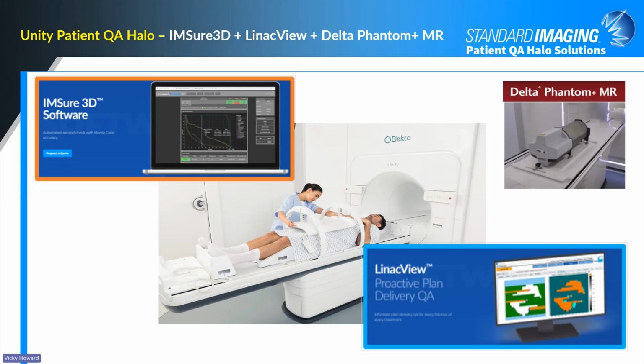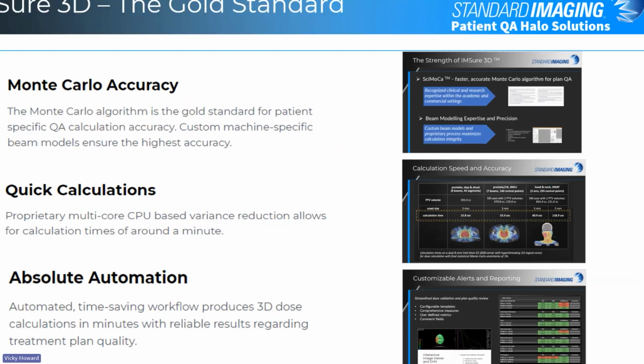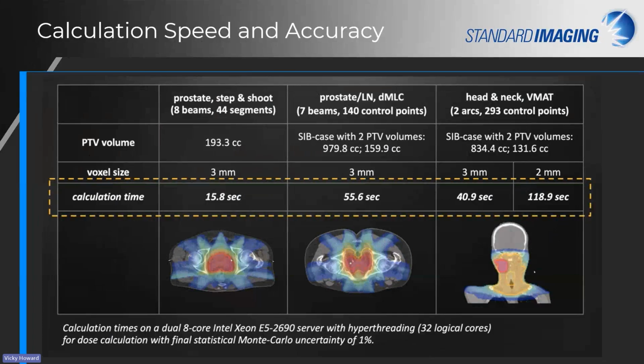So I'm going to dive a little deeper into our solutions. IMSure 3D, as I mentioned, is our SIMOCA-based plan check software. It's a very gold standard software. It's actually based many years ago on the Monaco Monte Carlo algorithm, but over the years it was optimized for speed while maintaining accuracy. So it truly does allow for very quick calculations. Here's an example. If you had a small voxel size, very complex type plan, it's still calculating within less than 2 minutes, which in terms of an online workflow for the quality that you're getting, that is totally reasonable.